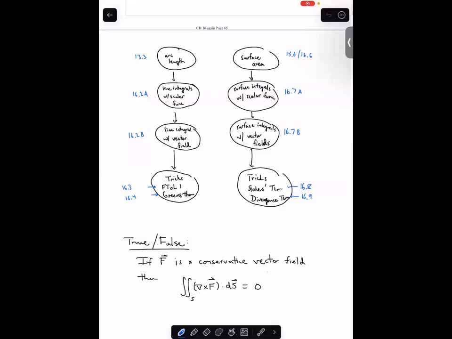Administratively, same old to some extent, right? We have our last quiz coming up this Thursday. That'll cover 16.8 and 16.9, so Stokes theorem and divergence theorem.